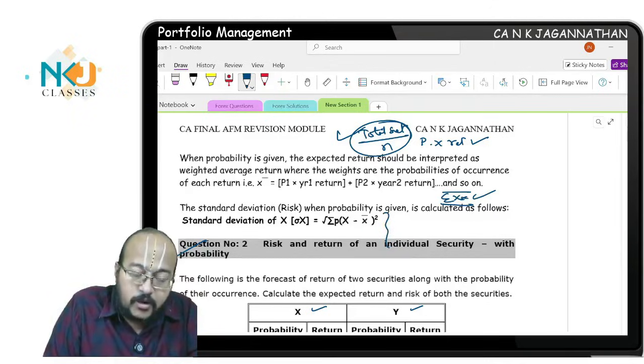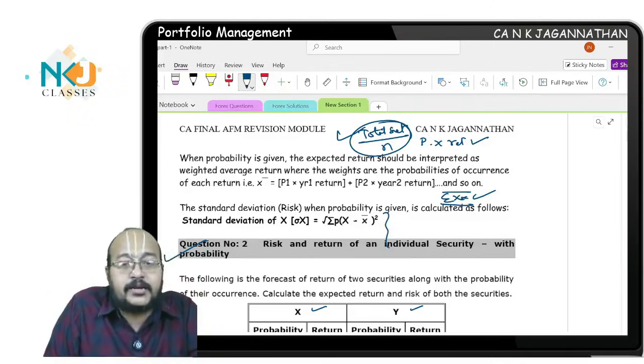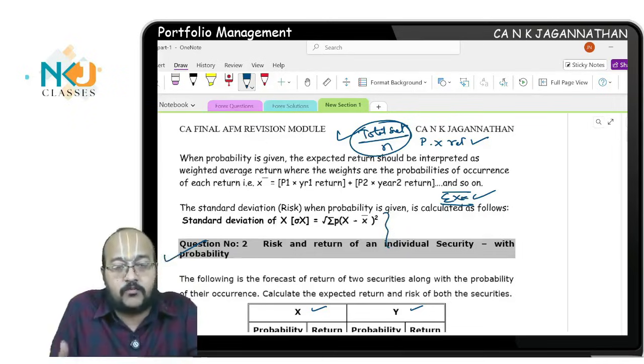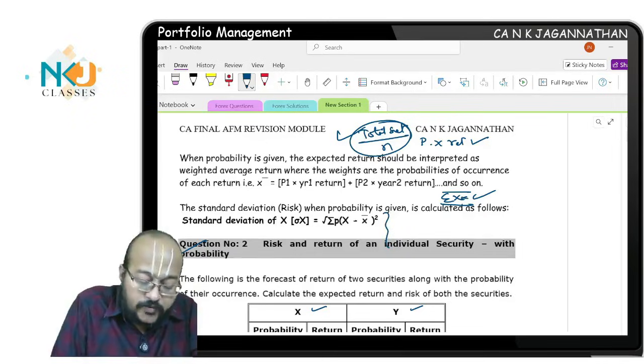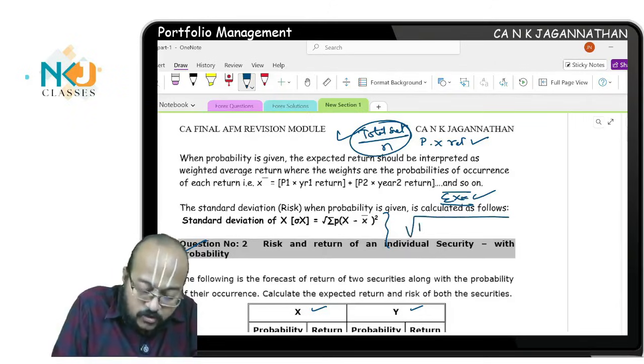Risk of the security using probability, there also one change will be there. What was the formula earlier? You did divided by n, the n vanishes, P will represent that. So how to do? Very simple. Square root will be there, right? But instead of dividing it by n, what you should do? Summation of P into (x minus x bar) the whole square.